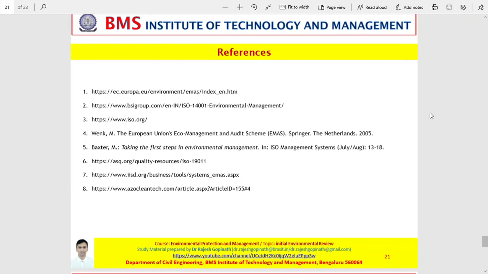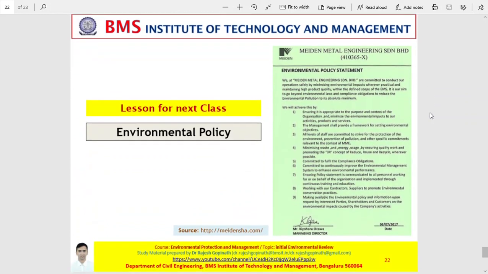Slide 22 basically deals with the lesson for the next class, that is environmental policy. Now, we are all aware that when it comes to the implementation of an EMS, the first step is the initial environmental review. Progressing in the same manner, the second step is the environmental policy itself. Environmental policy, to brief you, is a policy that showcases the commitment of an organization towards environmental improvement. So we shall be discussing more about environmental policy in the next session.